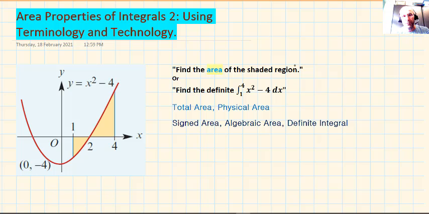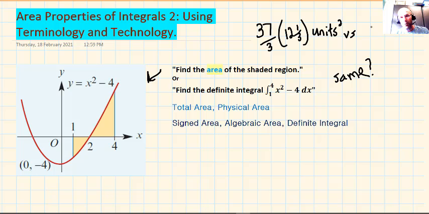So if someone says to you, find the area of the shaded region given at the left there, or if someone said, find the definite integral of x squared take 4 dx between 1 and 4, aren't they the same question? Well, of course they are. Well, let's have a look. One method will give you 37 over 3 or 12 1/3 units squared, and another method will give you 9 square units.